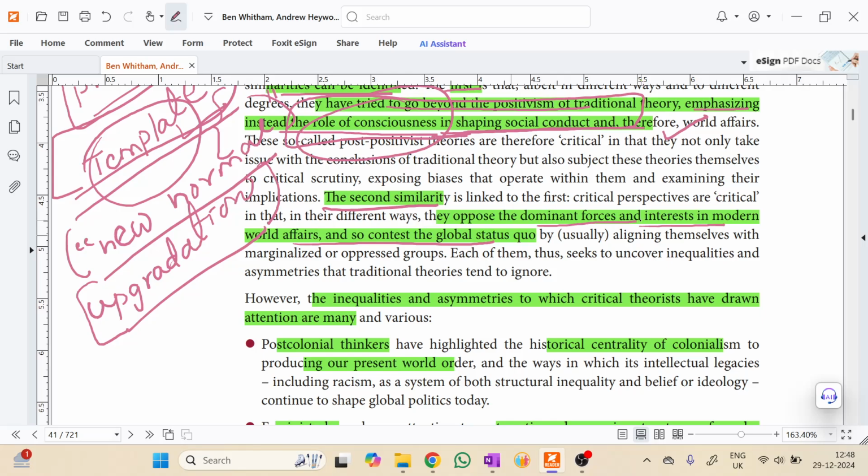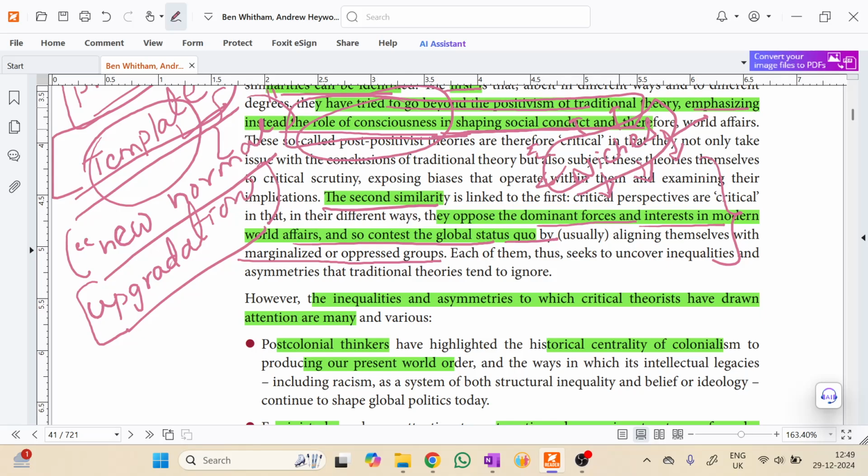So the concept of the global status quo is being challenged by them, and this challenge is done in the name of marginalized or oppressed groups. That's why they are finding new templates, new niches, newer kinds of rights that should be given, newer opportunities, newer basic elements.